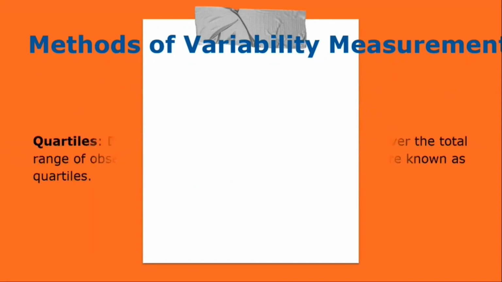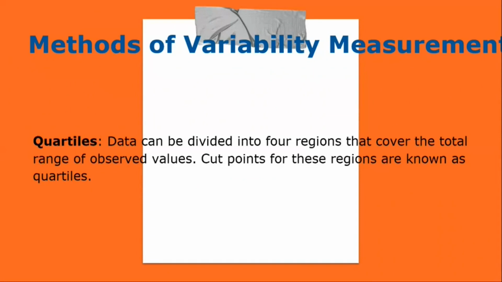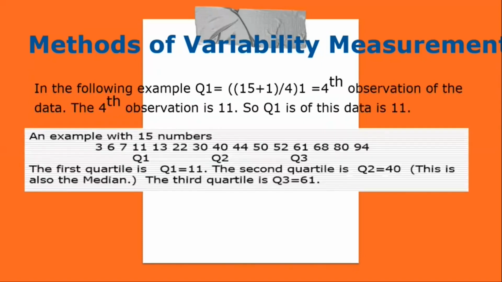Quartiles. Data can be divided into 4 regions that cover the total range of observed values. Cut points for these regions are known as quartiles. In notation, the q-th quartile of data is the q(n + 1)/4-th observation of the data, where q is the desired quartile and n is the number of observations of data.